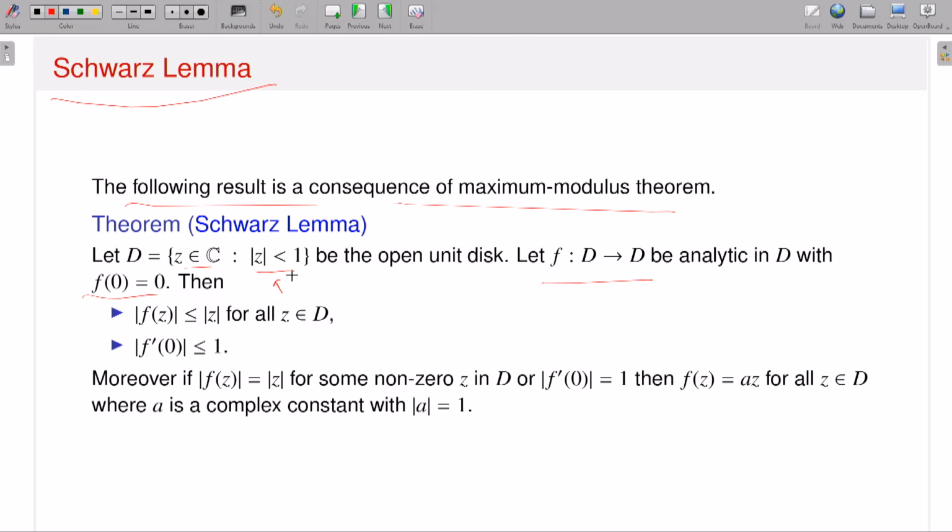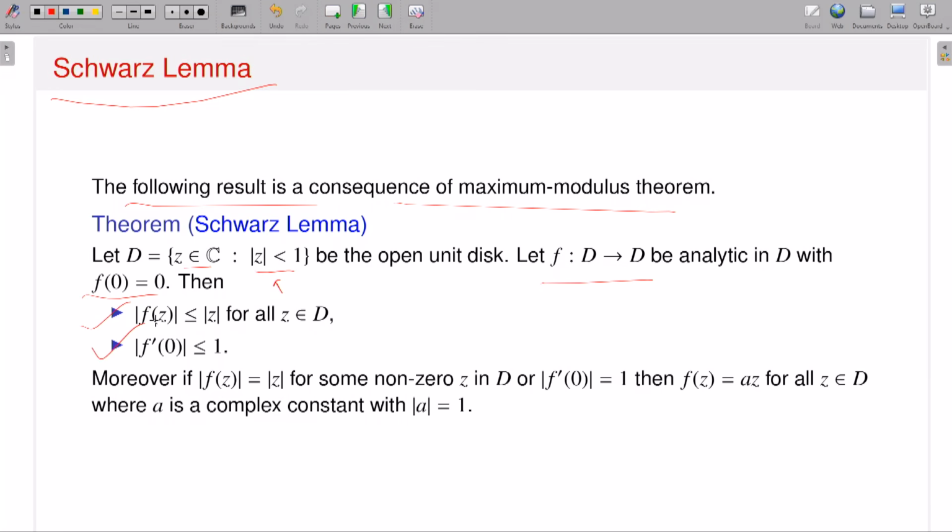So start with an open unit disk. Suppose f from D to D is an analytic function which vanishes at 0, then you will have two conclusions. One, I can estimate the modulus of f of z, which is dominated by modulus of z. That means I can have the growth of f. So the growth of f, or the estimate of modulus of f, is dominated by modulus of z. That means growth of f should be like the growth of the polynomial z. If I define g of z equal to z, then growth of f is dominated by growth of g.